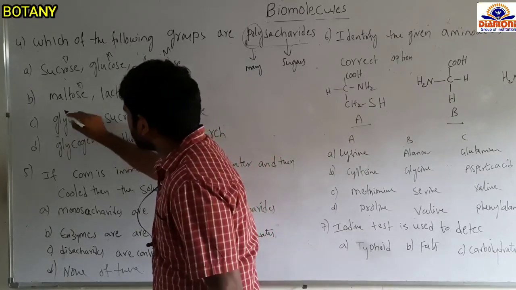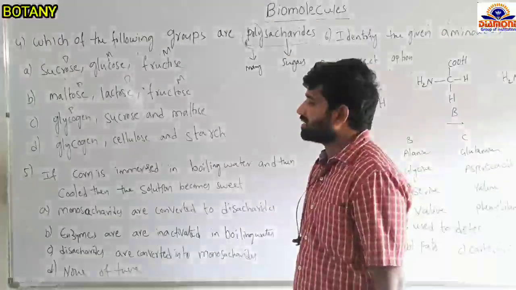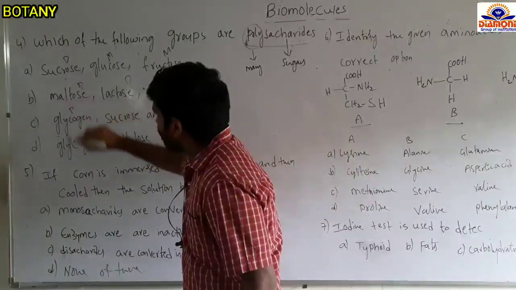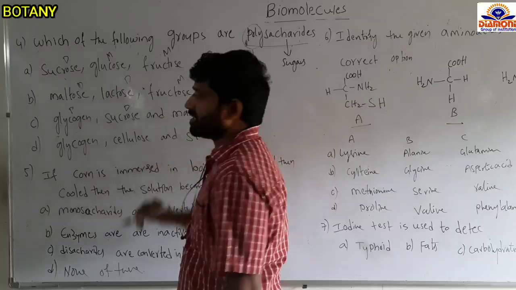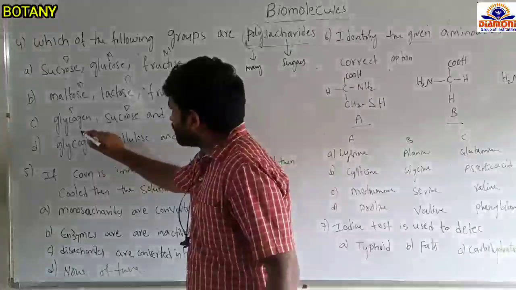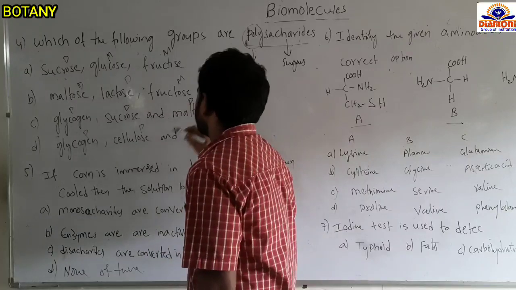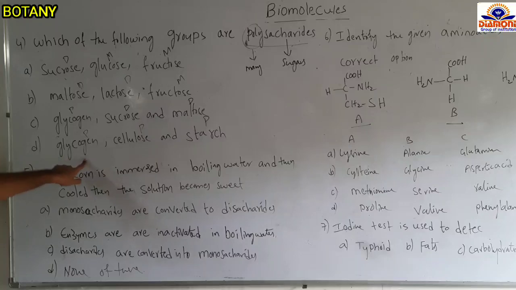Now you see option C, glycogen. Many glucose molecules are connected together by 1,6 linkage. So glycogen is a polysaccharide, sucrose is a disaccharide, maltose is a disaccharide. Glycogen is a polysaccharide, cellulose polysaccharide, starch also polysaccharide. So out of the given options, it is option D: glycogen, cellulose and starch.